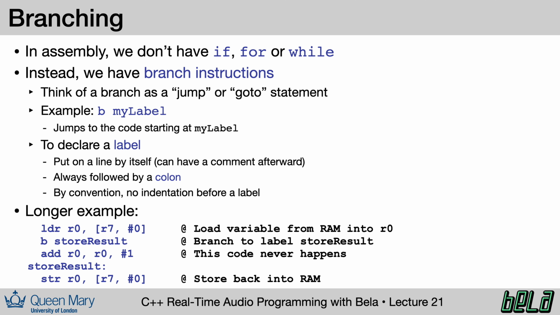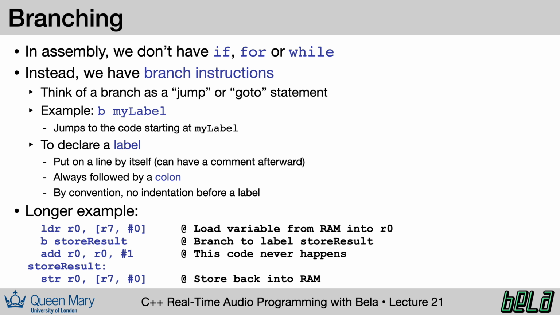Now, labels themselves are not assembly language instructions. They're just a reference for the assembler so that the branch instructions know where to go. Declaring a label is pretty simple. We just write it on a line by itself with a name that we choose, and the name is followed by a colon. By convention, the labels have no indentation where the instructions after them are typically indented.